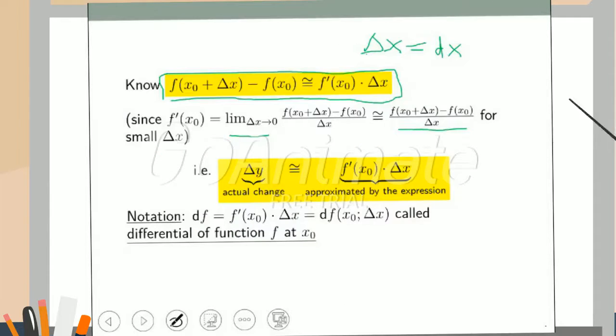So in fact, the actual change, what we want, is approximately equal to the derivative of f at x naught times change in x. Just some notation here: df, the approximate change, is equal to f prime at x naught times change in x, and is called the differential of f at x naught.